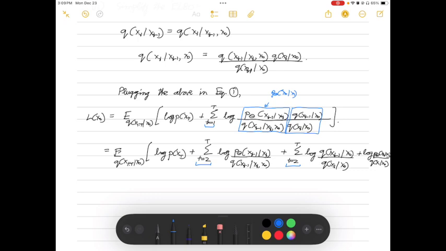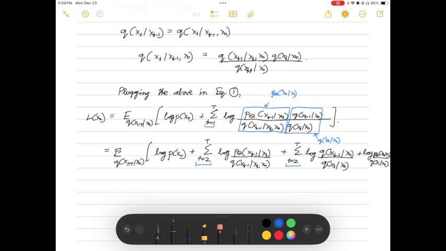And the same goes for this term, right? Here if we plug in t equals 1, we get q of x1 given x naught. So this term is again computable for t equals 1.